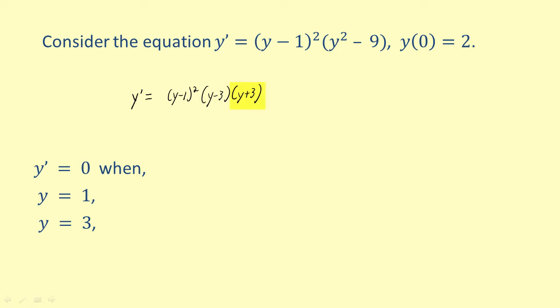Finally, we have the expression y plus 3. Here, we know that the equation will become 0 if y equals negative 3. Therefore, y equals negative 3 is our final equilibrium point.